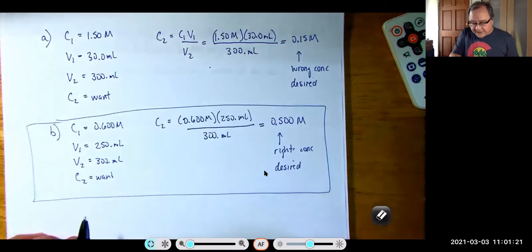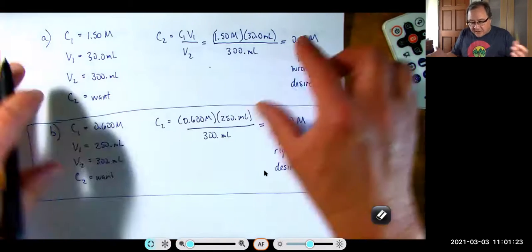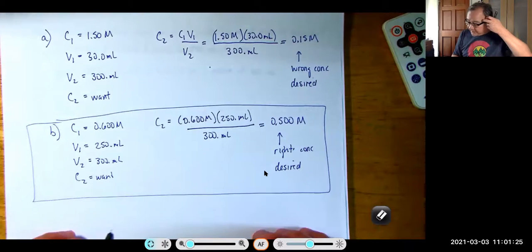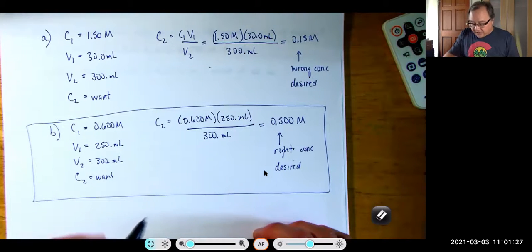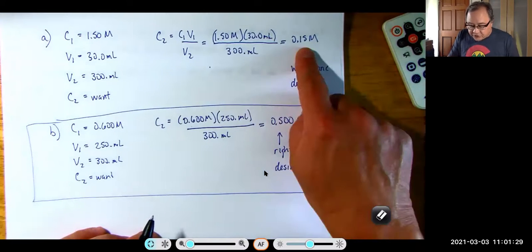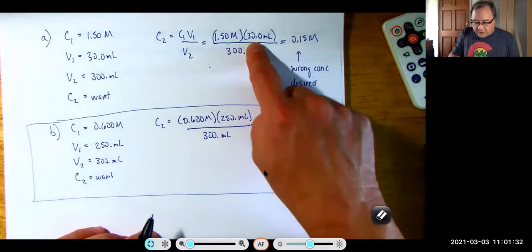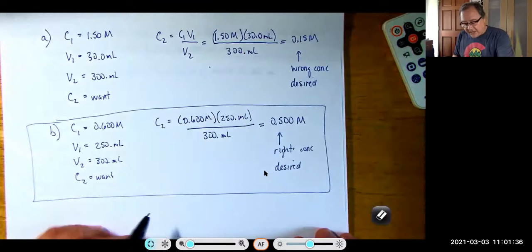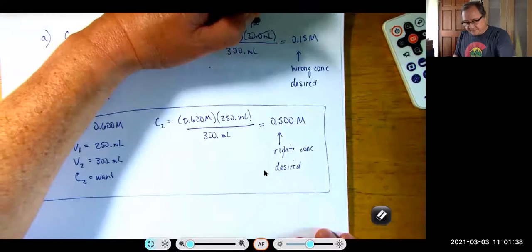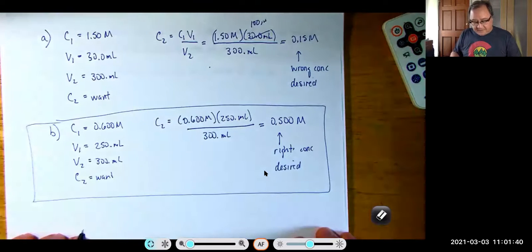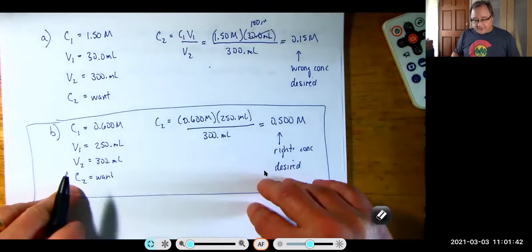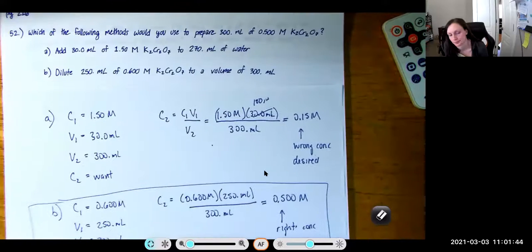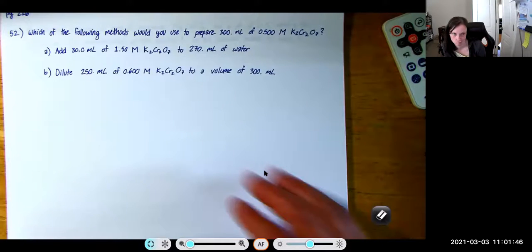Now, could we take this method and make our solution? And the answer is absolutely. But clearly, this is too dilute, so you either want to use more of this stuff, and it's probably more like 100. All right. Any questions about this one? No. Okay, so we're going to move on.